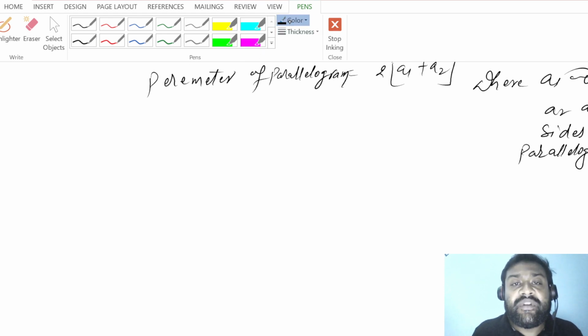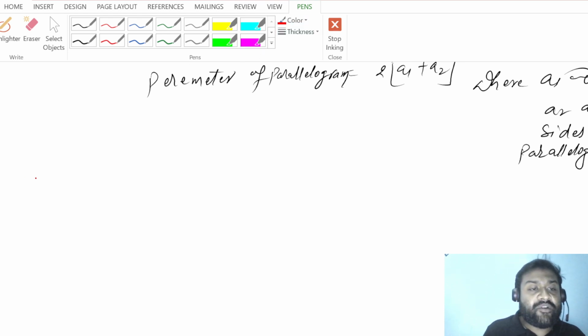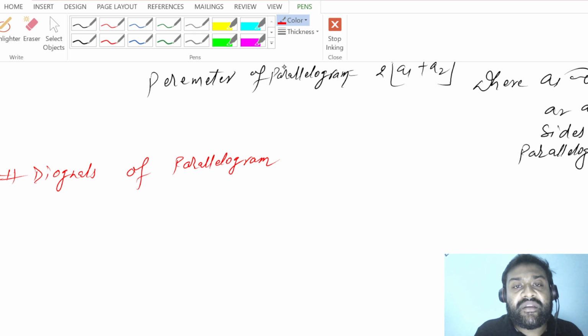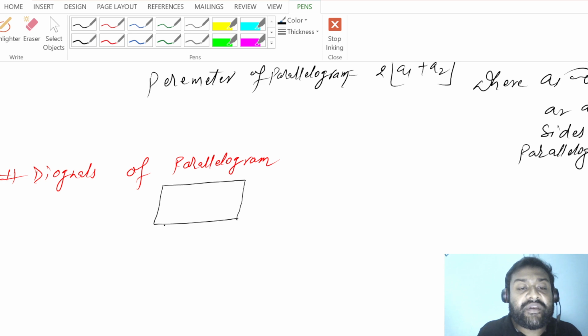Now we will see about the diagonals of a parallelogram. So we'll make the figure of a parallelogram. Just to make a figure of a parallelogram, these are our parallel lines, and this is just a line. Okay, A, B, C, and D, and these are the diagonals.